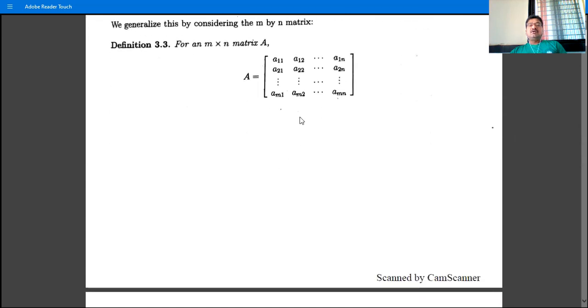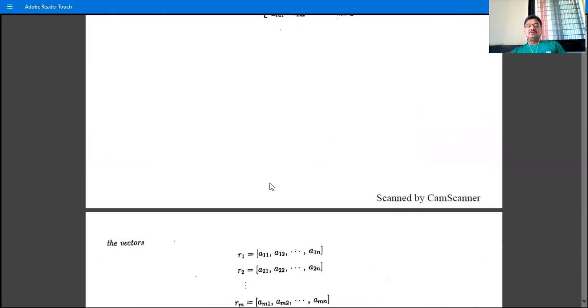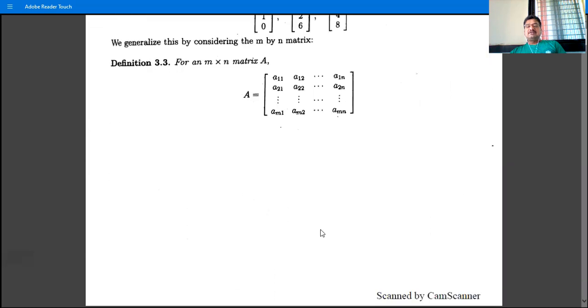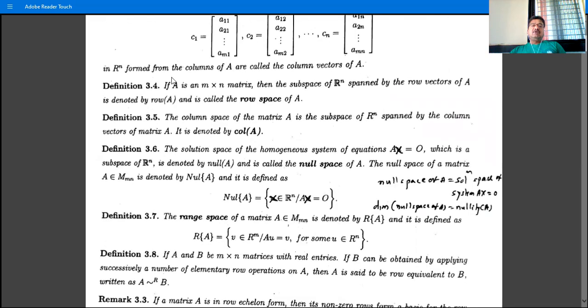So for an m by n order matrix, if we form each row as a vector, then these are the m row vectors, and these are the columns. If we form each column as a vector, then these are the column vectors of the matrix A. Okay, so row vector and column vector.